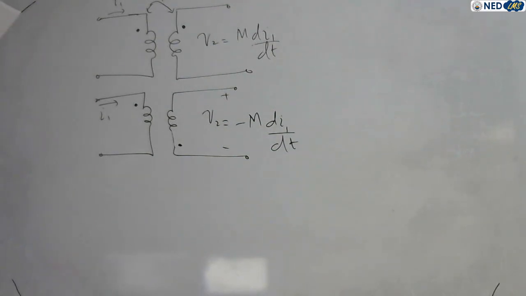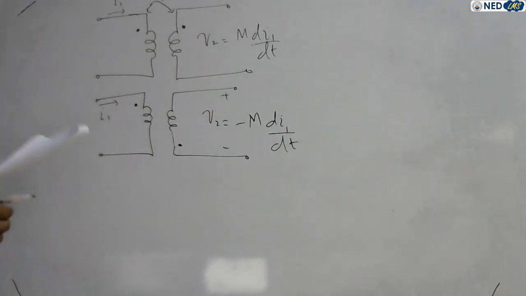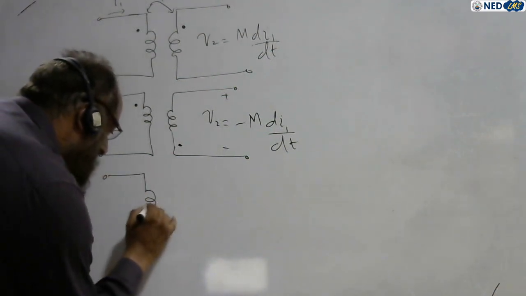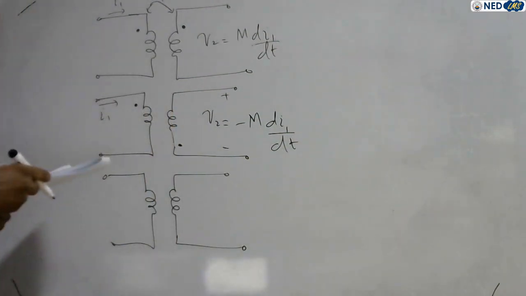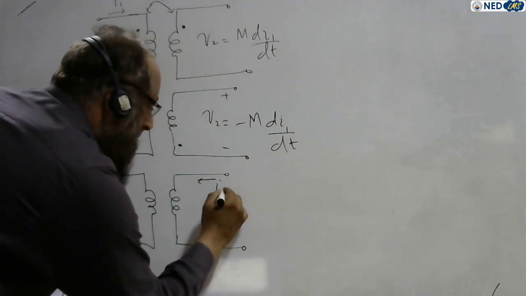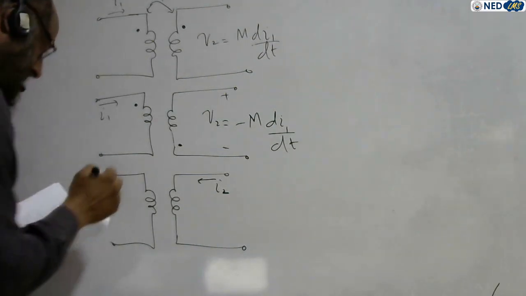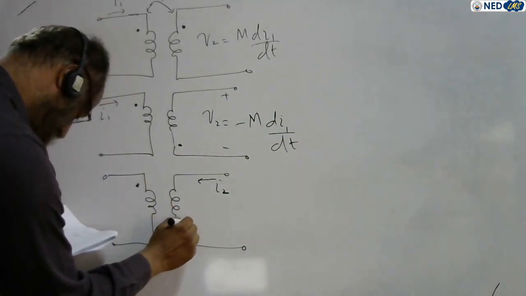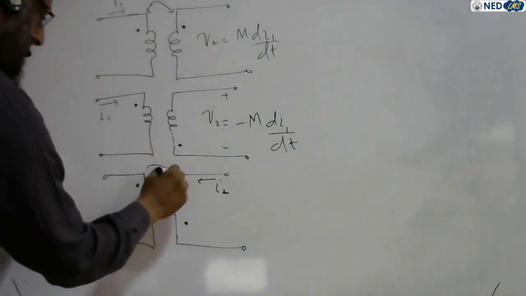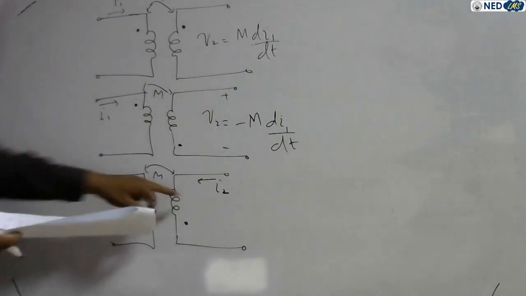Now, in both cases we considered the primary current. Now consider the secondary current, I2, and this one is the dot, and this one is the dot, and this one is mutual. So this time the current enters like this.